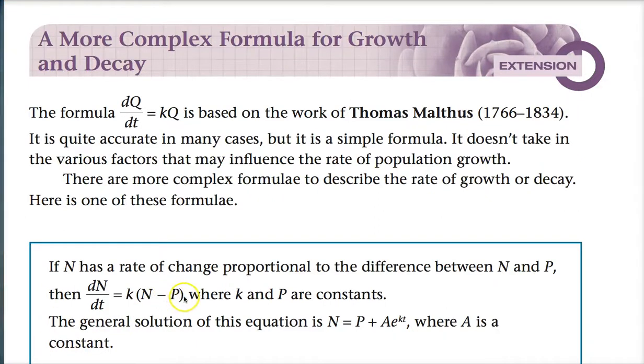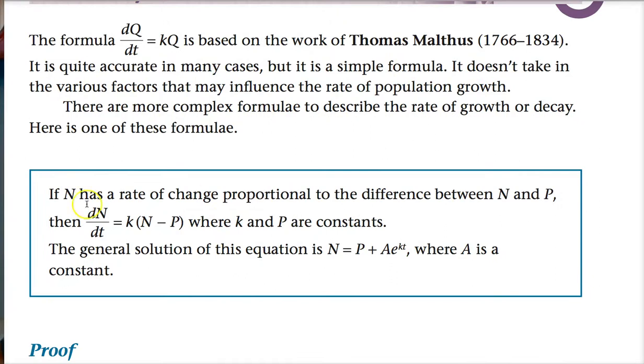The formula you looked at didn't have this minus p in it. You just had dn/dt equals kn. That's all you had for 2 unit. Actually, it's up here: the formula dq/dt equals kq, that's the 2 unit formula that we use. It's based on the work of this guy here. It is quite accurate in many cases, but it's a simple formula. It doesn't take in the various factors that may influence the rate of population growth. There are more complex formulas to describe the rate of growth or decay, and we'll be just looking at one of those formulas, and it's this.